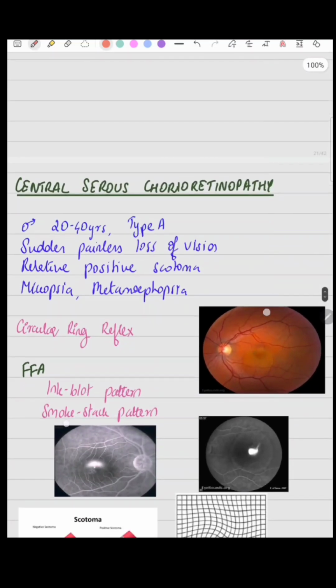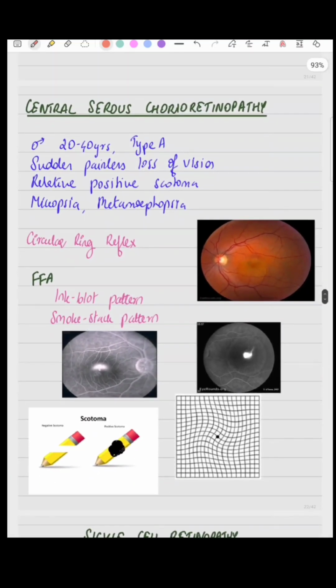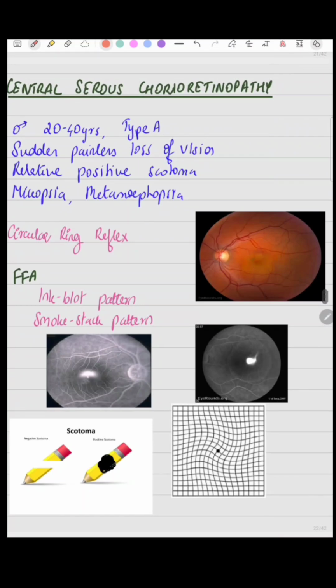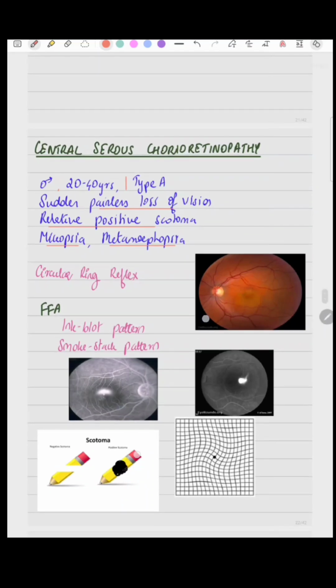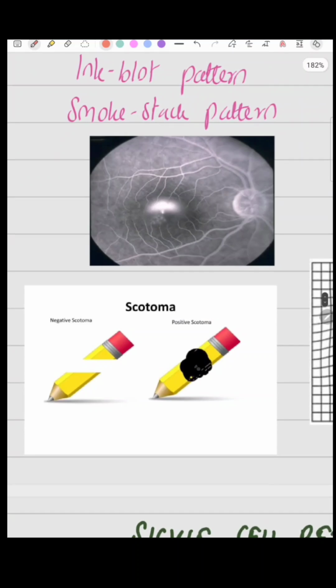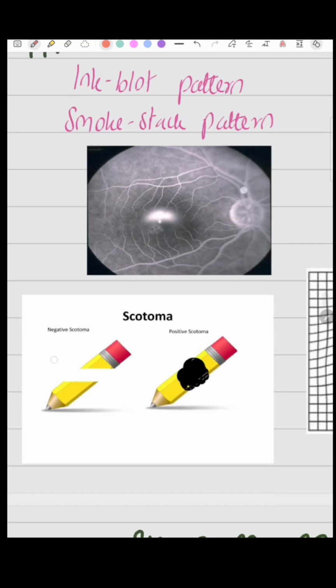Next is central serous chorioretinopathy. This is a spontaneous serous detachment of the neurosensory retina in the macular region. It is usually seen in males 20 to 40 years old, with type A personality. There is sudden painless loss of vision, and there is relative positive scotoma, micropsia and metamorphopsia. See, this is a positive scotoma, where the patient will see a black area at the site. A negative scotoma is when the examiner identifies a loss of vision and enlargement of the blind spot.